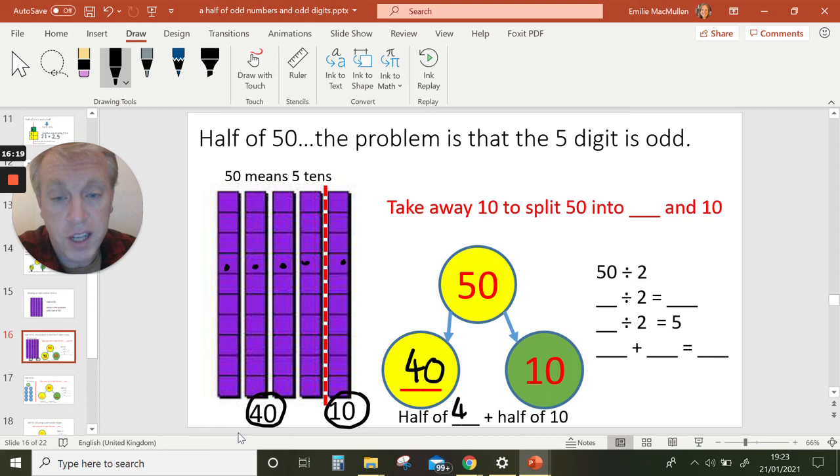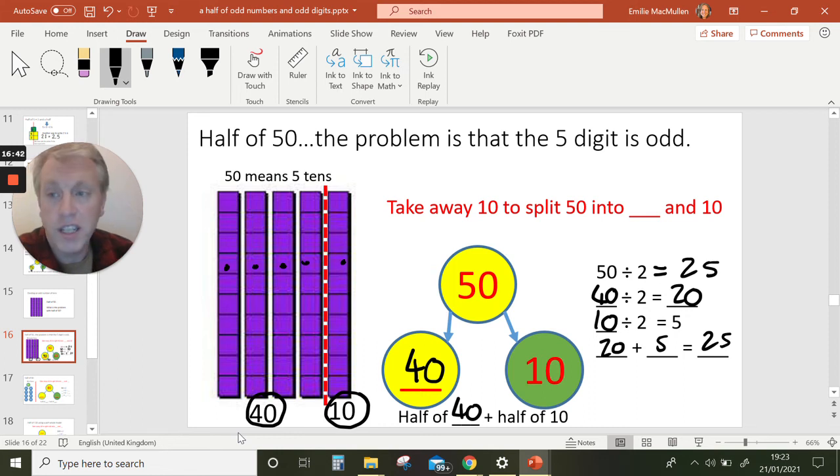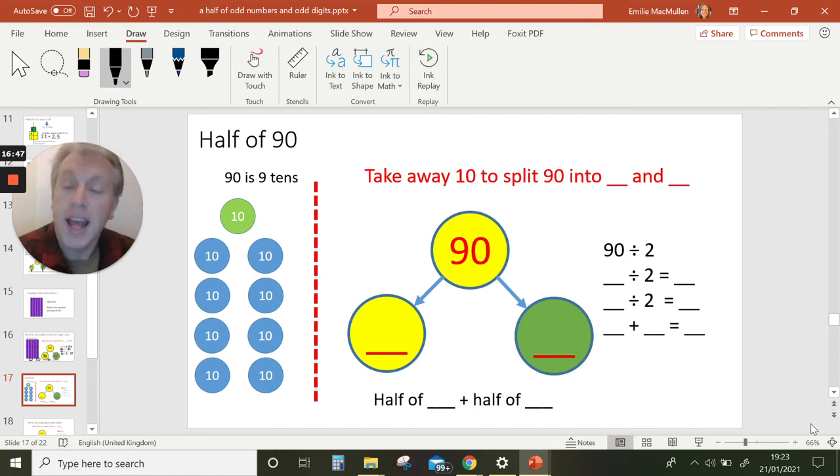Half of 40 and half of 10. So 40 divided by 2 is 20. 10 divided by 2 is 5. And 20 add 5 is 25. So 50 divided by 2 is 25. And we use this in the same way. When we have that odd digit or odd number, if we take away 1 or we take away 10, we easily make it into an even number that's good to work with.